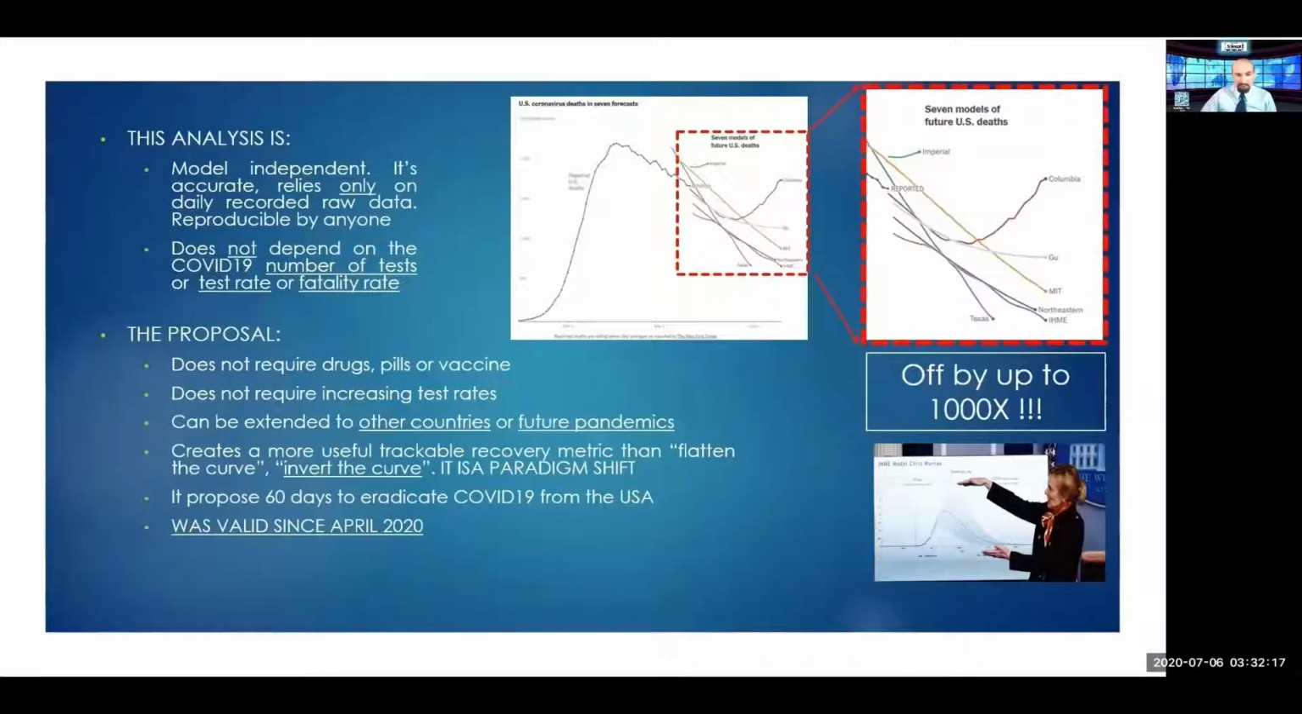We're making a proposal. This proposal does not require drugs, pills, or a vaccine. It does not require increasing the test rates. It can be extended to other countries or future pandemics. It creates a useful, trackable recovery metric, more useful than flattening the curve. We call it inverting the curve. It's a paradigm shift. It proposes 60 days to eradicate COVID-19 from the USA. And this proposal was valid since April.